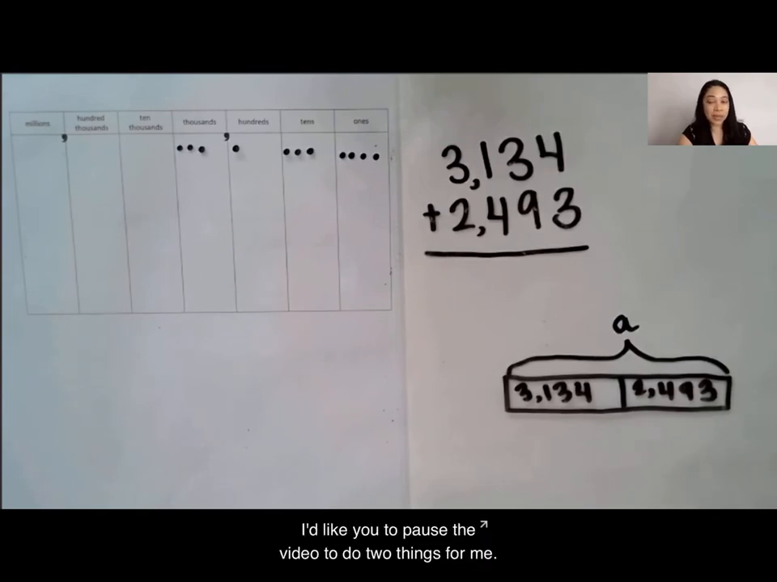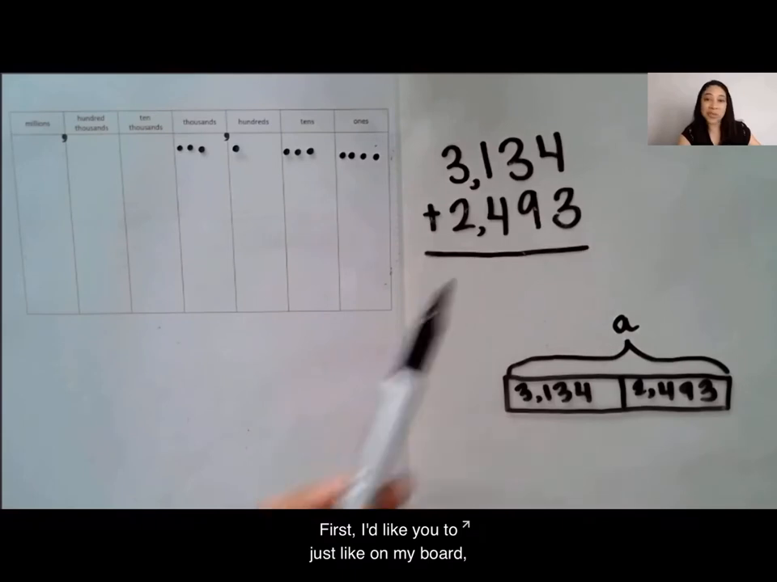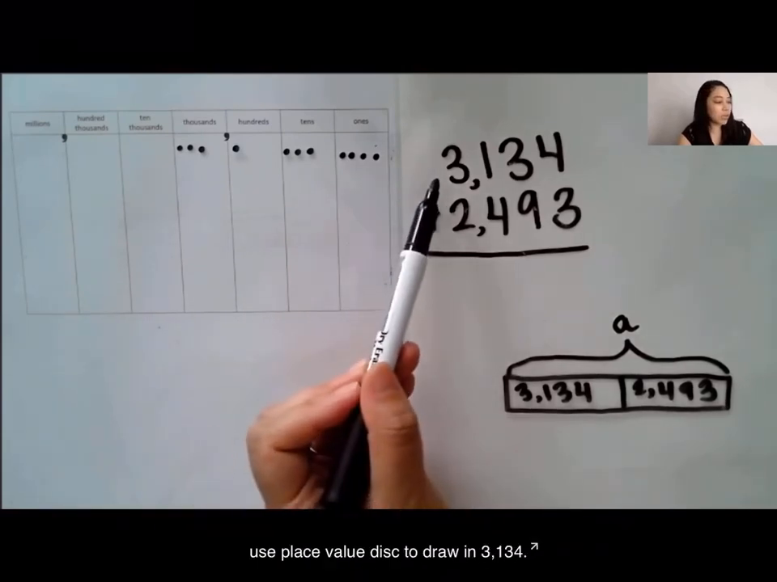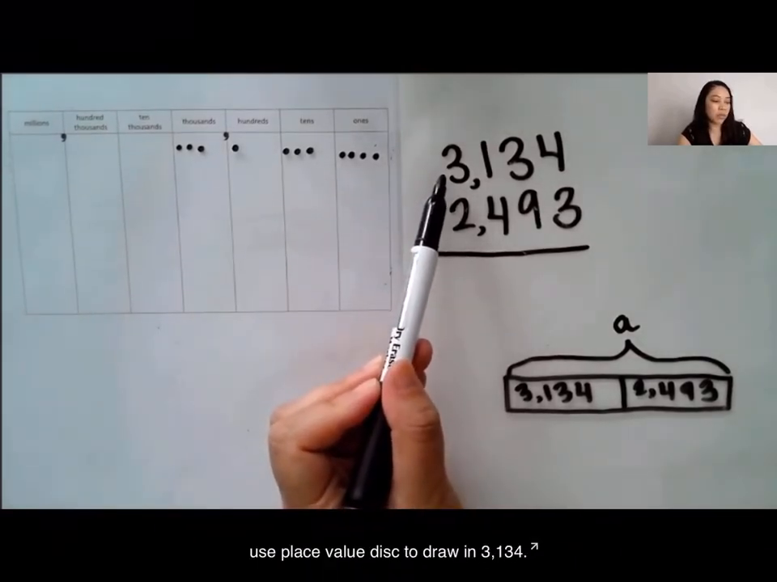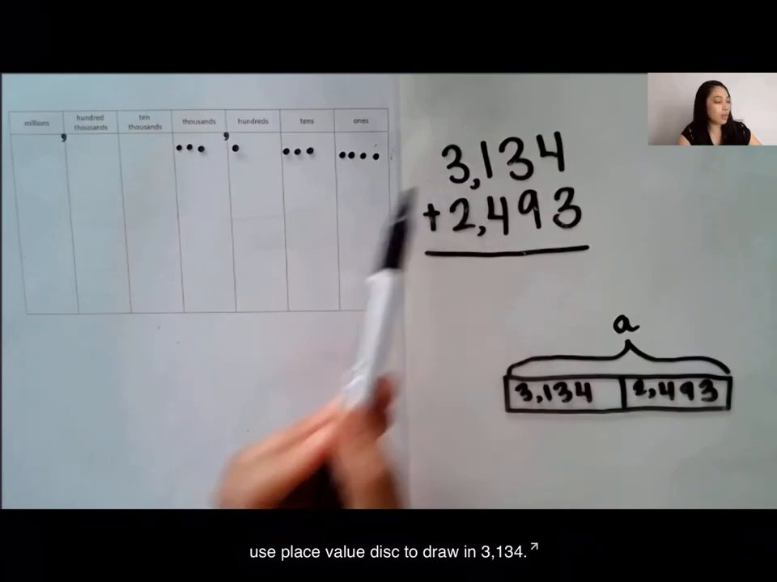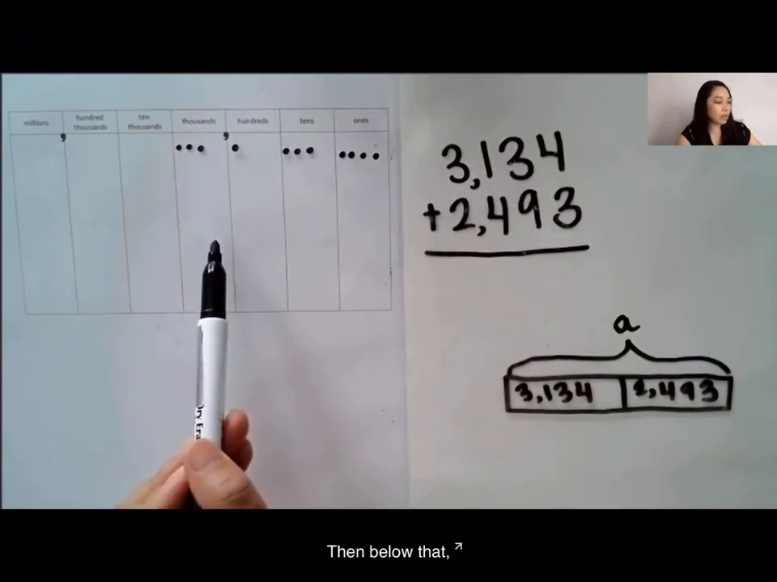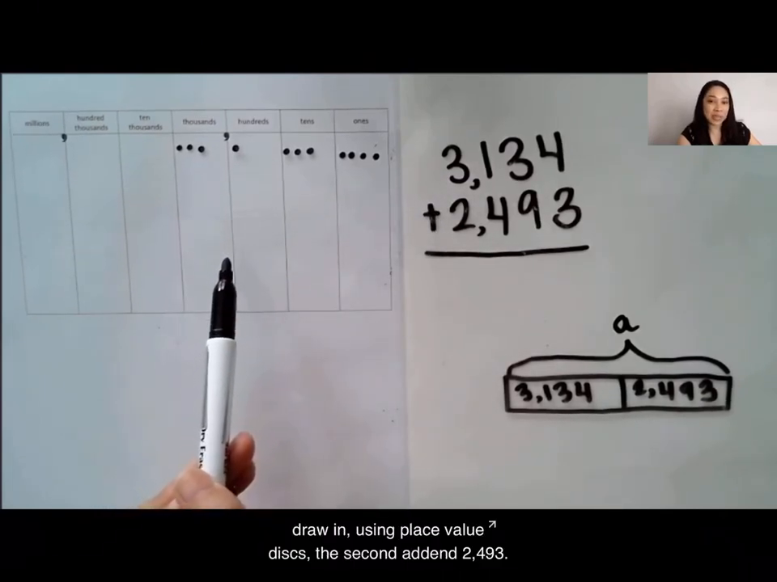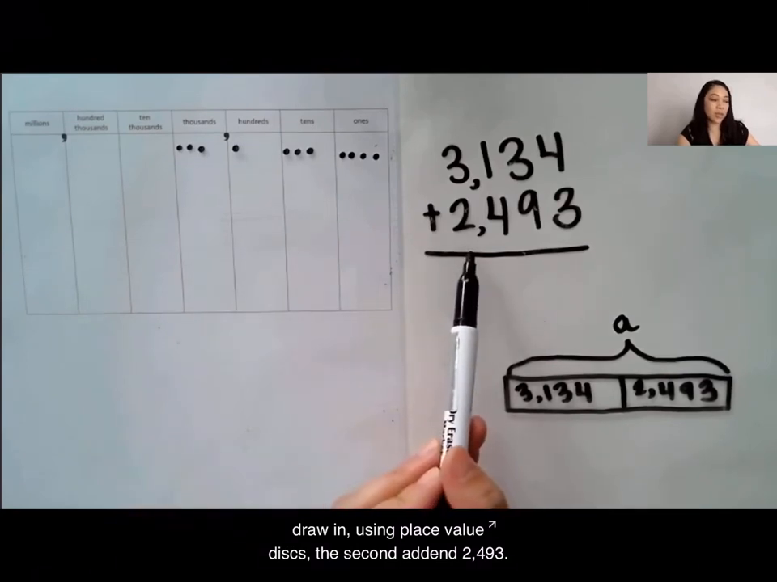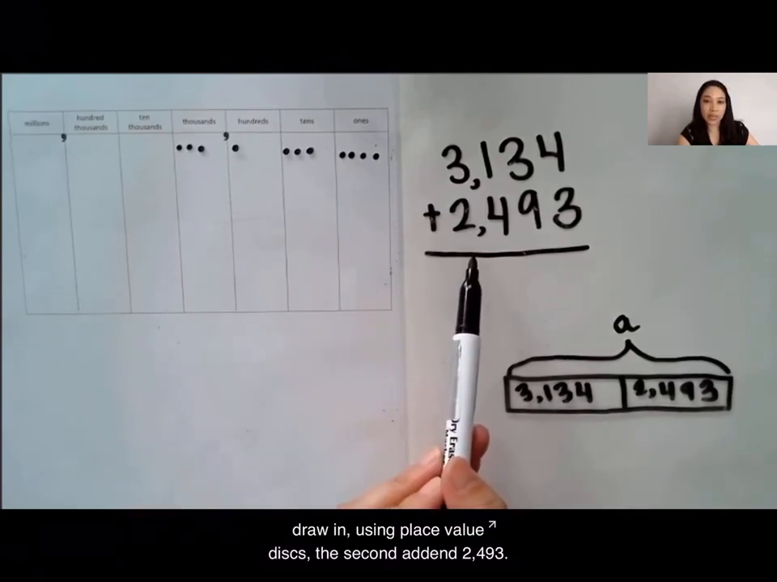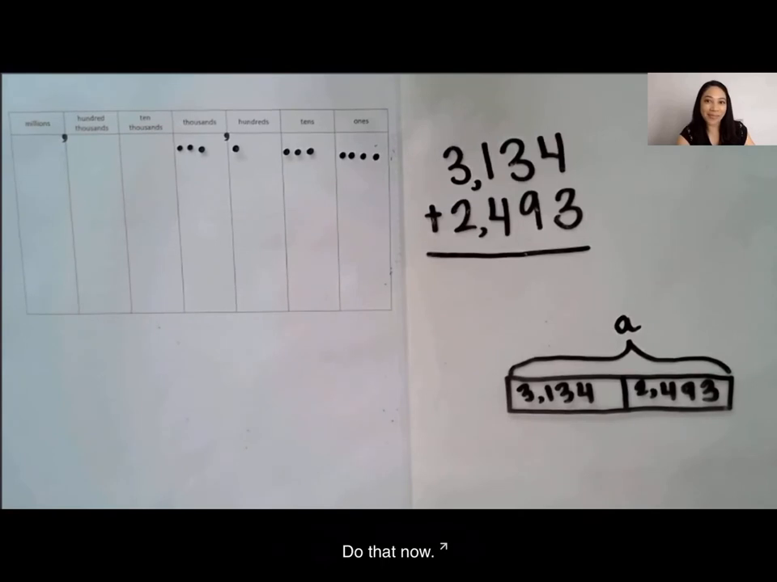Now it's your turn. I'd like you to pause the video to do two things for me. First, just like on my board, use place value discs to draw in 3,134. Then, below that, draw in, using place value discs, the second addend, 2,493. Do that now.